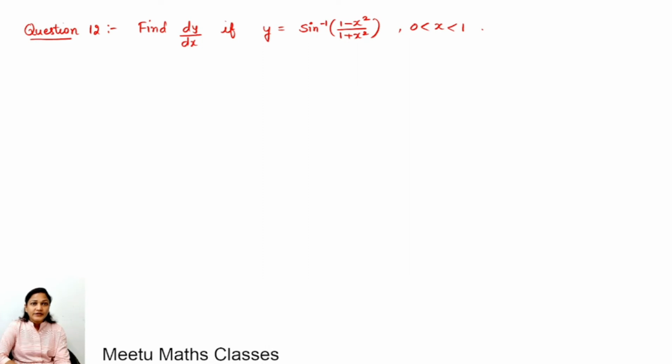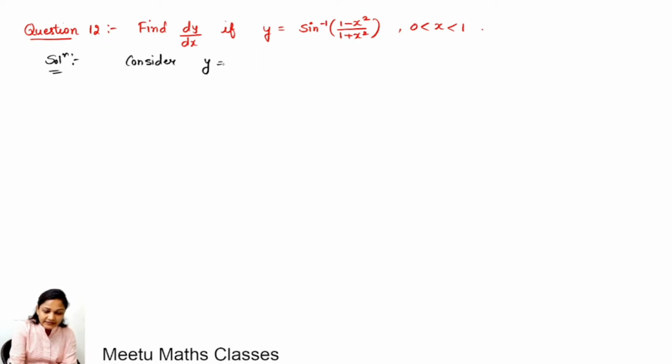Our next question is, find dy by dx if y is equals to sine inverse of 1 minus x square upon 1 plus x square, where x is lying between 0 to 1. Now to find dy by dx, first of all consider y is equals to sine inverse of 1 minus x square upon 1 plus x square.